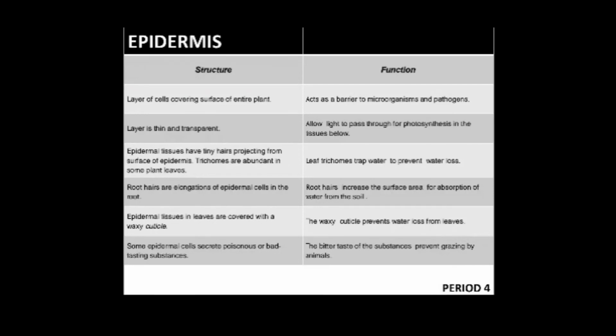What are the functions of epidermis? So it acts like a barrier to microorganisms and pathogens and to the whole external environment of the plant. It allows light to pass through for photosynthesis in the tissues below. Leaf trichomes trap water to prevent water loss. Root hairs increase the surface area for absorption of water from the soil. The waxy cuticle prevents water loss from leaves. The bitter taste of the substance prevents grazing by animals.